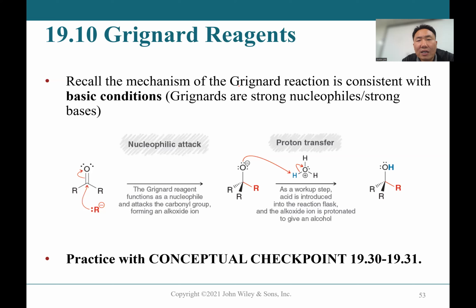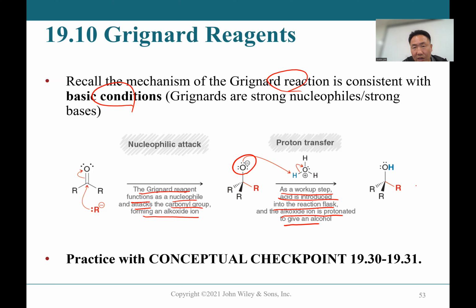Recall the mechanism of the Grignard reagent is consistent with basic conditions. The Grignard reagent functions as a nucleophile, attacks the carbonyl group, forming an alkoxide ion. As a workup step, acid is introduced into the reaction flask, and the alkoxide ion is protonated to give an alcohol.